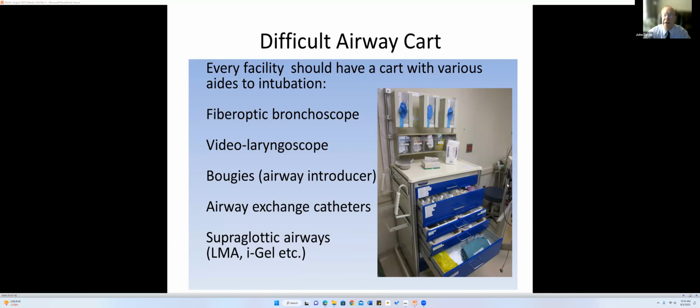You'll want to have a difficult airway cart in all of these situations: fiber optic bronchoscope, video laryngoscope, airway introducers, airway exchange catheters, and especially supraglottic airways, of which the iGel is among my favorites. It'll depend on what resources you have available, but you want to have this readily available in case difficulties are encountered.